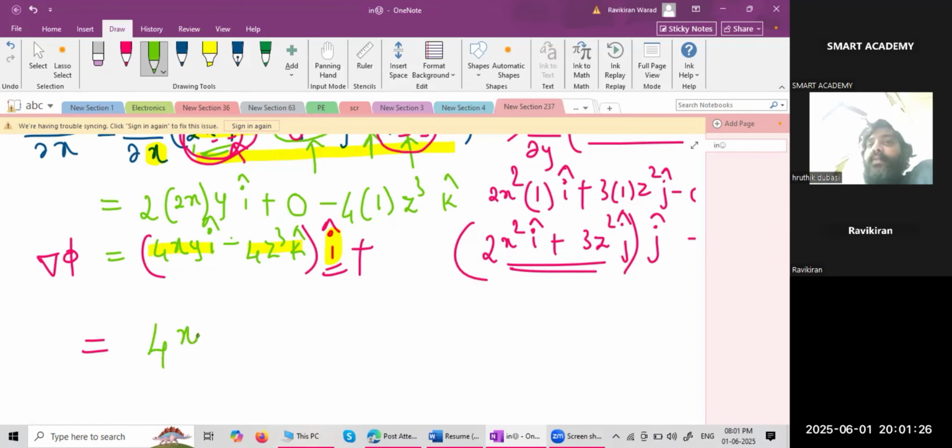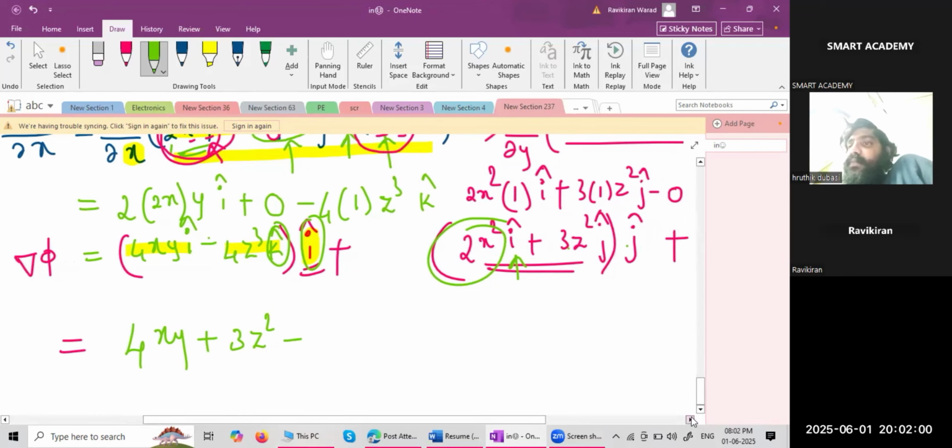I can write 4xy. Done. i dot i is 1. Minus. What will be k dot i? 0, no? 0. Okay, leave it. Next, plus is there. What about j? i cap dot j cap is 0. 3z square j. j dot j is 1.